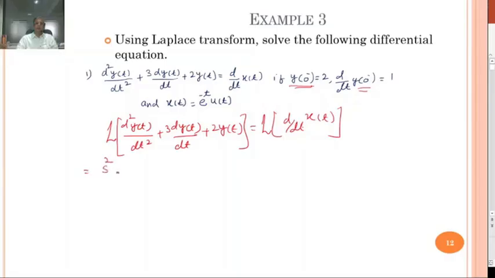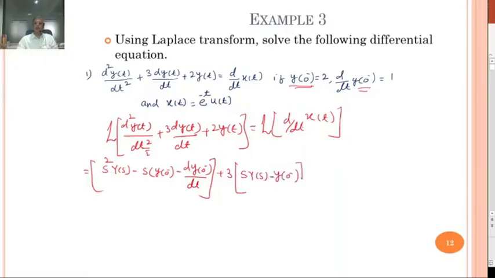Take the Laplace transform: that is s square Y of s minus s into y of 0 minus dy(0) upon dt. This is the Laplace transform of the first term. The Laplace transform of the second term is s Y of s minus y of 0, plus 2Y of s, this is the third term, and that equals s X of s minus the initial condition for x(t), but this is not given, means we will consider this 0.